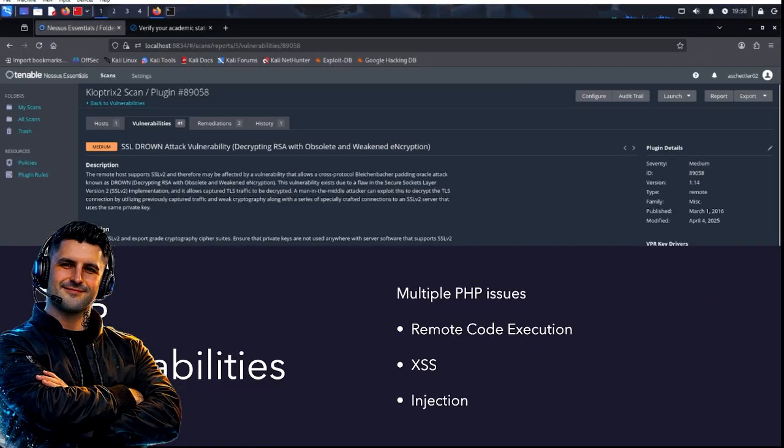The application layer also showed extensive PHP vulnerabilities. These are particularly dangerous because they can lead to remote code execution or cross-site scripting attacks. This is where attackers typically gain initial footholds.